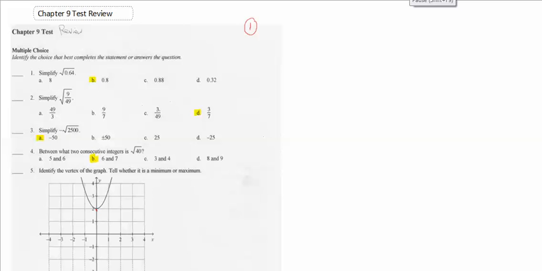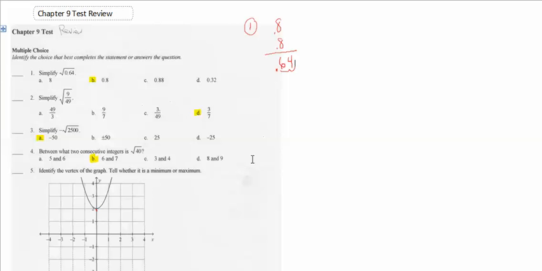Okay, we're going to go over Chapter 9 test review. I went ahead and highlighted the correct answers, and then I'm going to do the work next to the problem. So I'm probably not going to try to talk too much. I'm going to do the work, and then I'm going to explain it a little bit after I do it.